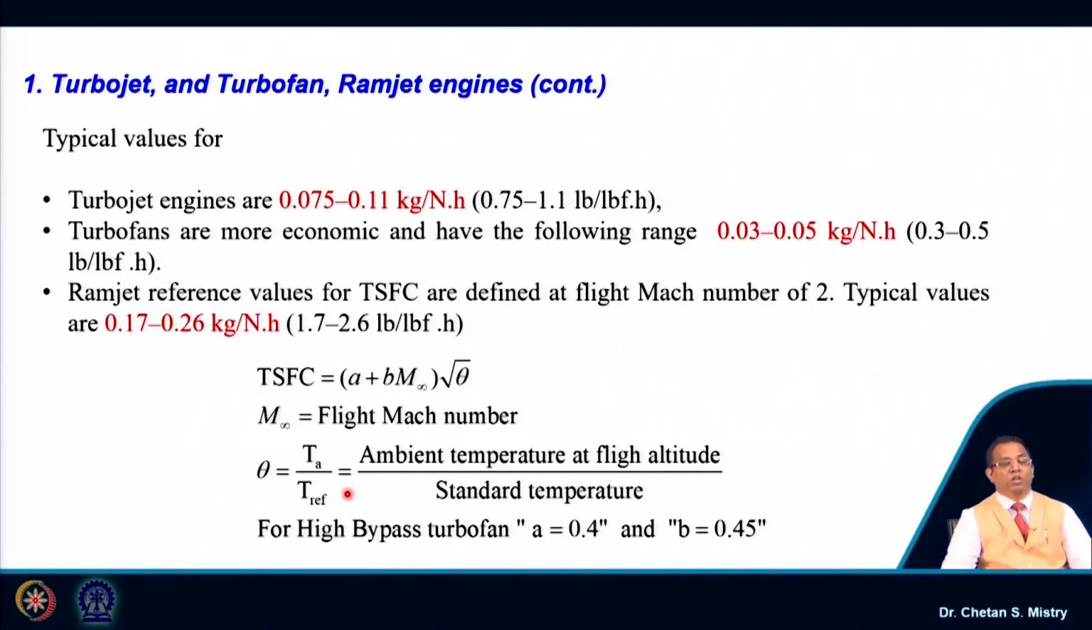It says my ambient temperature at the flight altitude with reference to the standard temperature. Just realize one thing: if we are flying at different altitudes, the temperature variation will come into the picture. In order to avoid that kind of situation, we take the standard reference temperature. For a high bypass ratio engine, my A and B values will be in the range of A equal to 0.4 and B equal to 0.45.